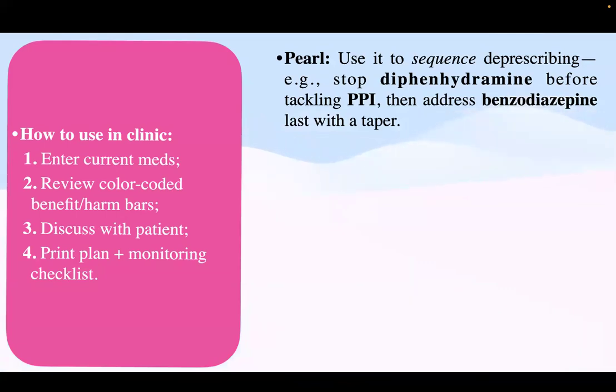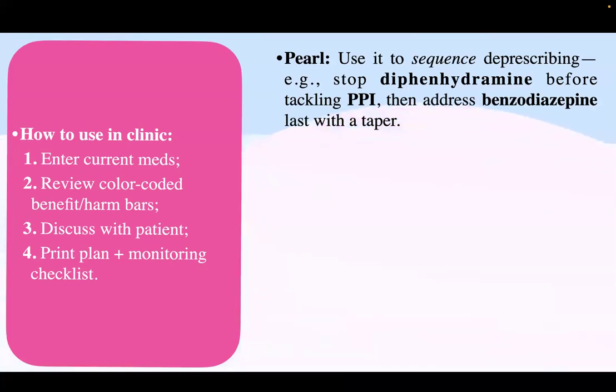And the third is address benzodiazepine last with a taper, meaning this requires a very slow, careful dose reduction to avoid withdrawal symptoms. So they are left for last and handled gradually. That is the meaning of the whole sentence. So it is basically saying: remove the highest priority risk drug, the easiest to stop med first, and then move to the others, saving the most withdrawal-prone drug for the last. That is the exact meaning of this particular sentence.